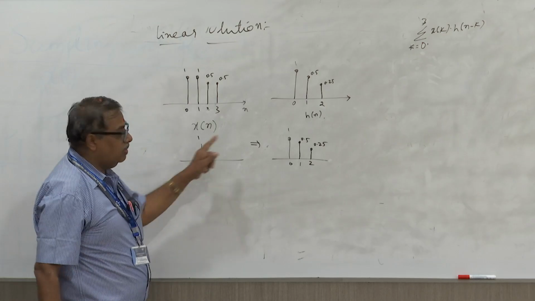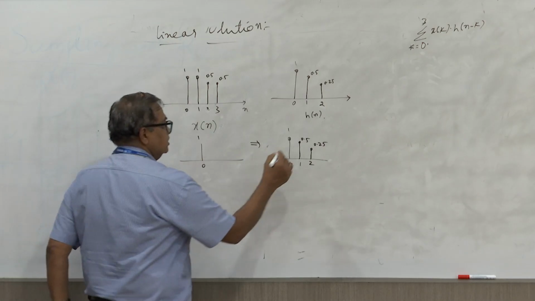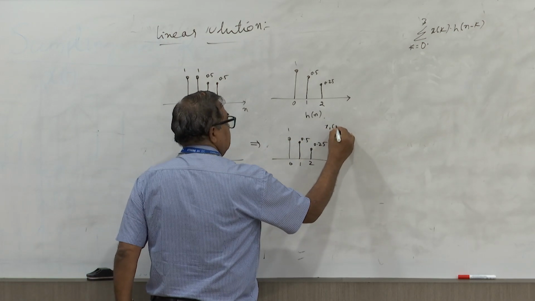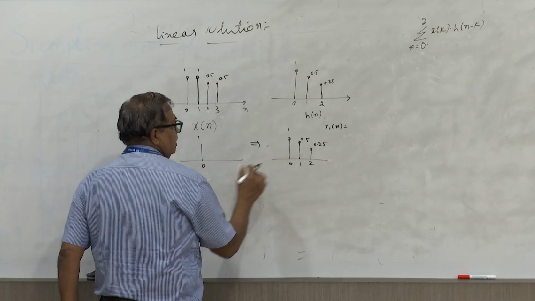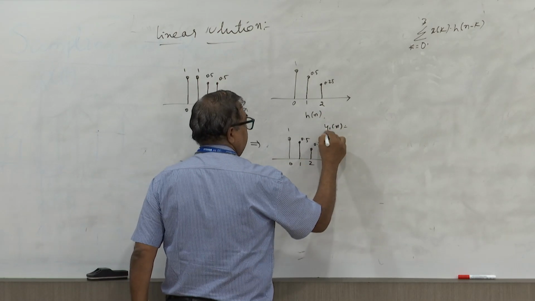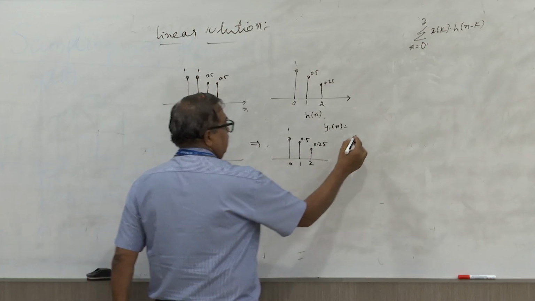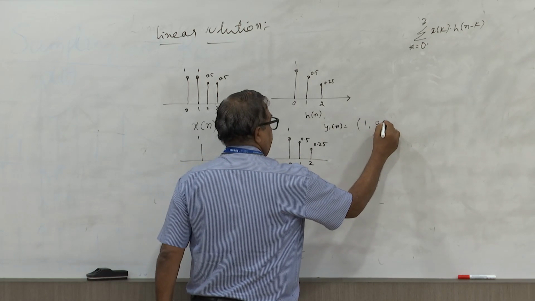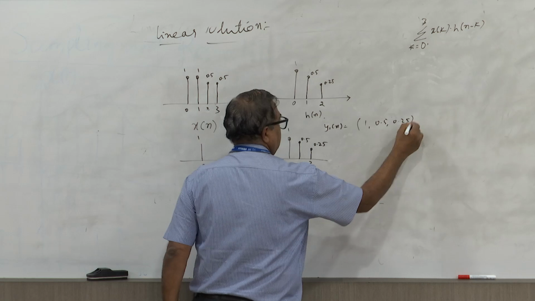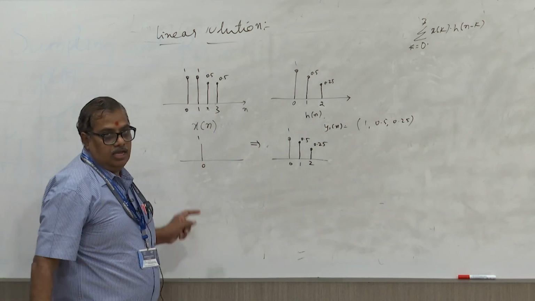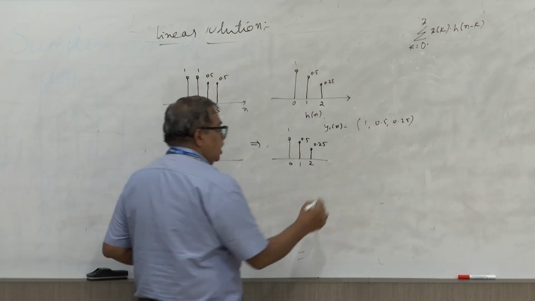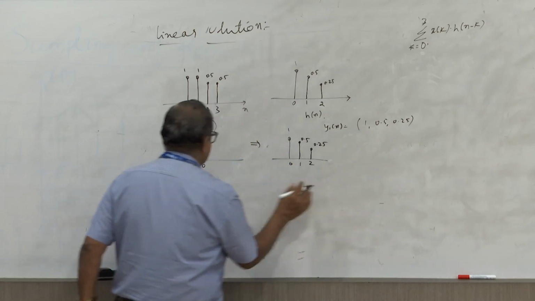So let us multiply this. I'll call this x1 of n, and the output y1 of n. If I multiply, I will get 1, 0.5 and 0.25. So this is the output we get. I'll call this the first output.